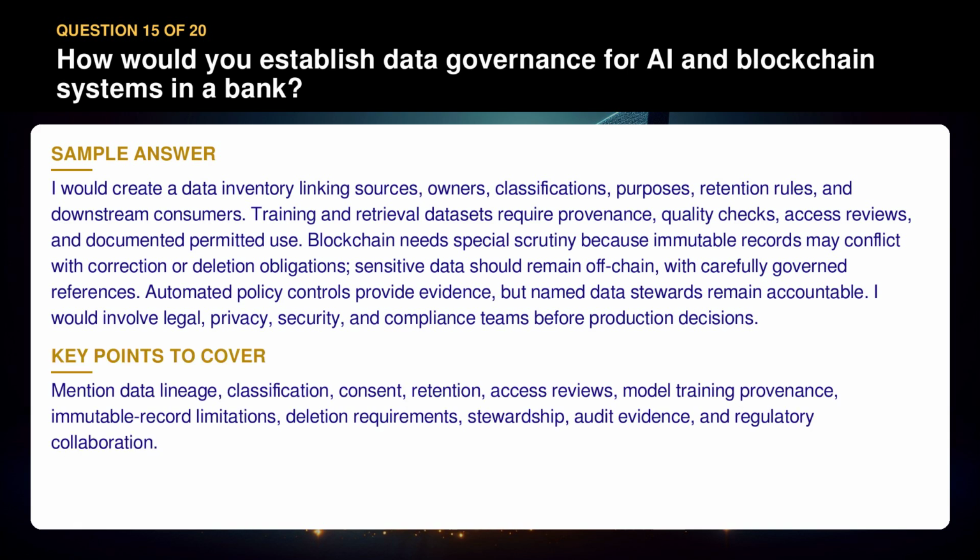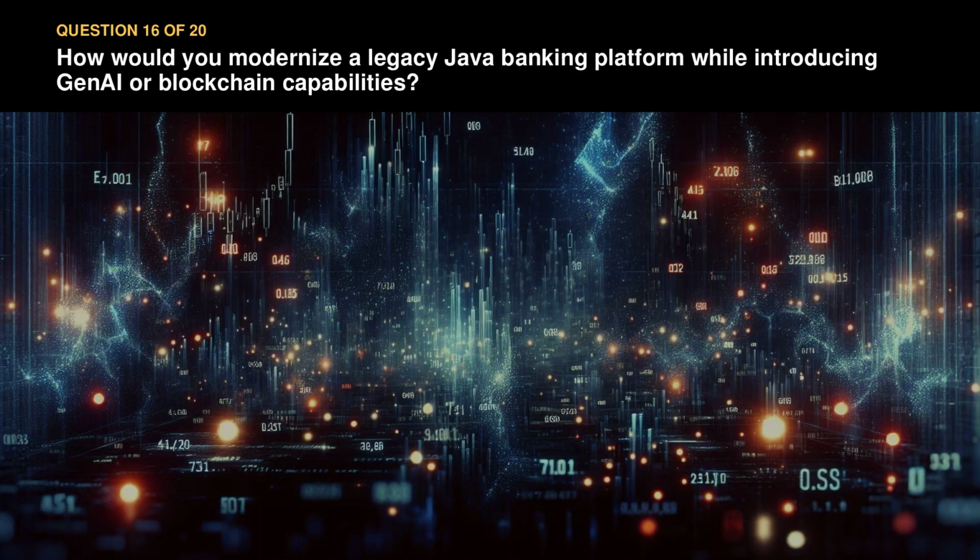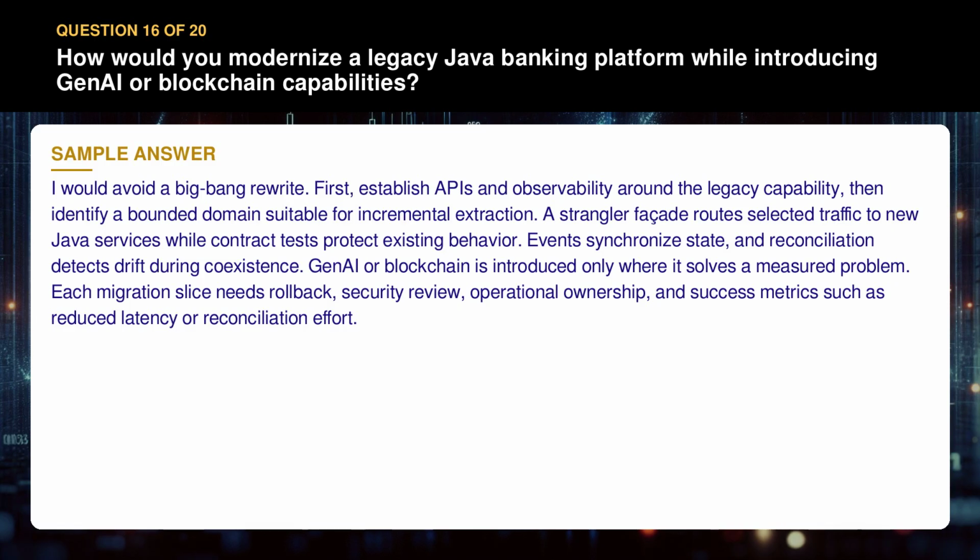Mention data lineage, classification, consent, retention, access reviews, model training provenance, immutable record limitations, deletion requirements, stewardship, audit evidence, and regulatory collaboration. Question 16. How would you modernize a legacy Java banking platform while introducing GenAI or blockchain capabilities? I would avoid a big bang rewrite. First, establish APIs and observability around the legacy capability, then identify a bounded domain suitable for incremental extraction.